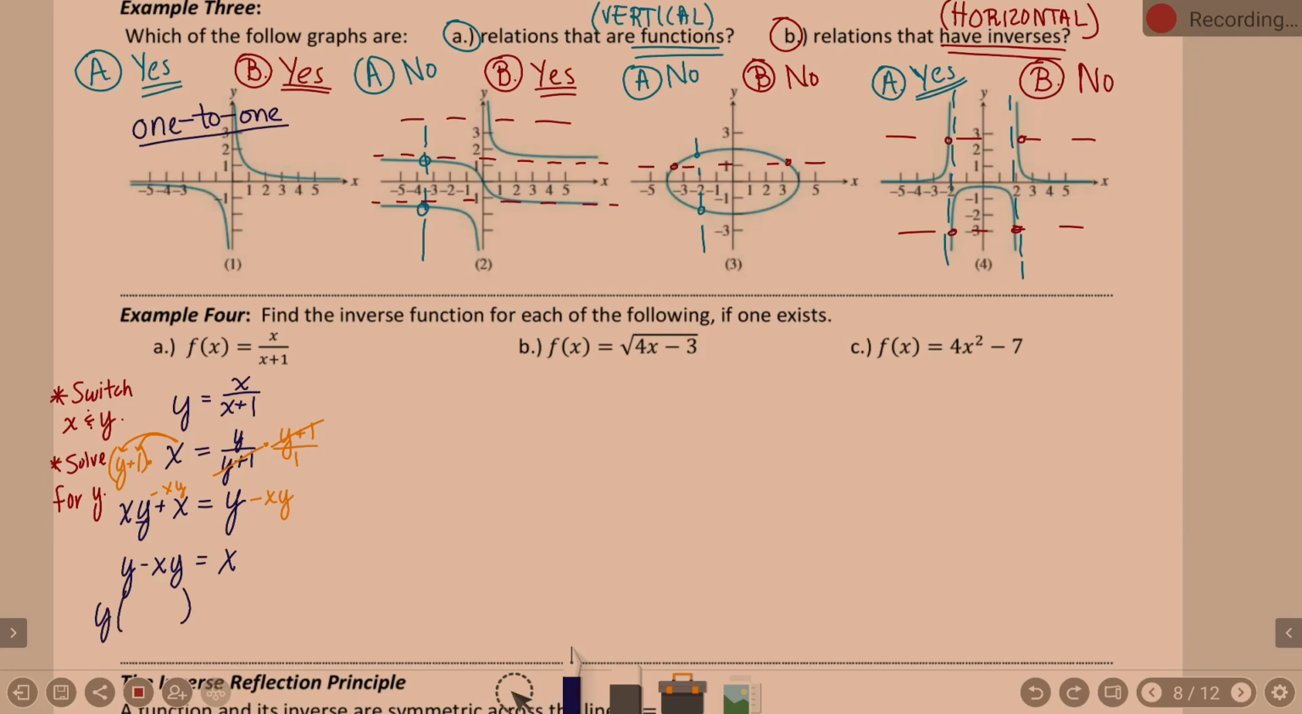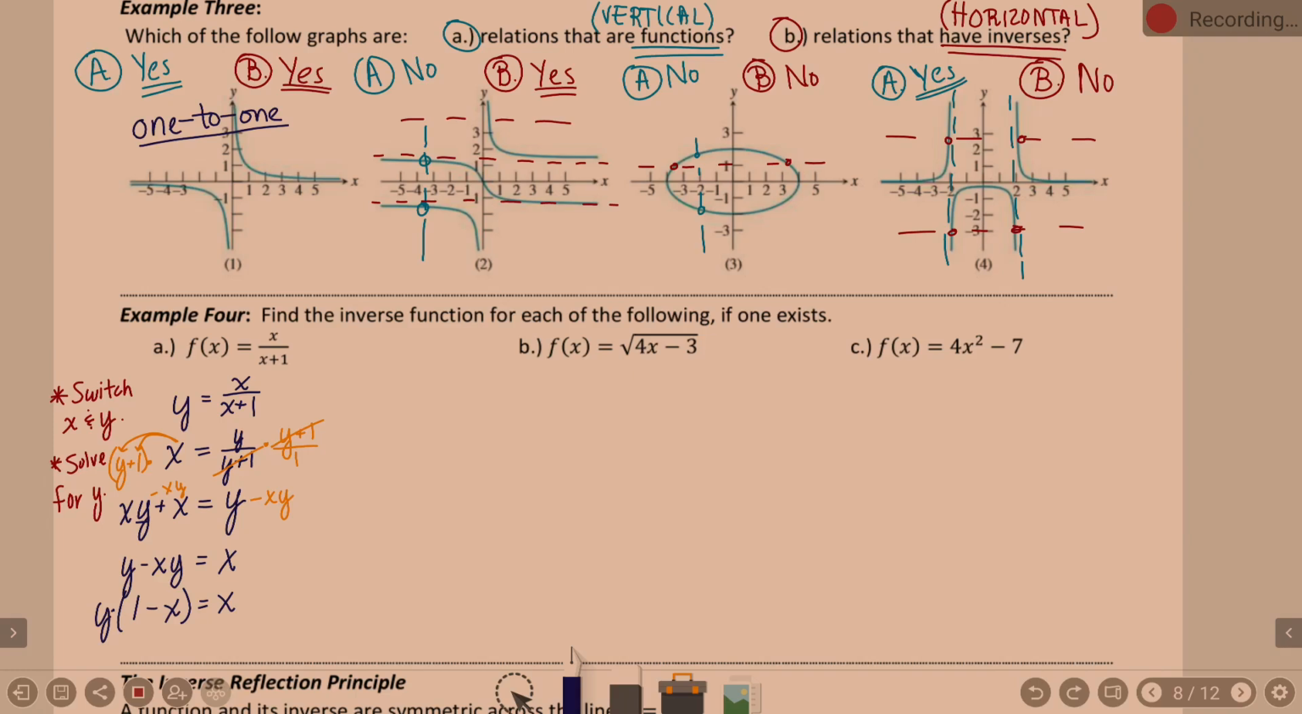What remains in the parentheses when you factor out a y? 1 minus x. Okay. Y divided by y is 1 minus xy divided by y is x. And of course, this equation still equals x. Okay. On that left side, I have y times 1 minus x. How do I solve for y if it's y times something?